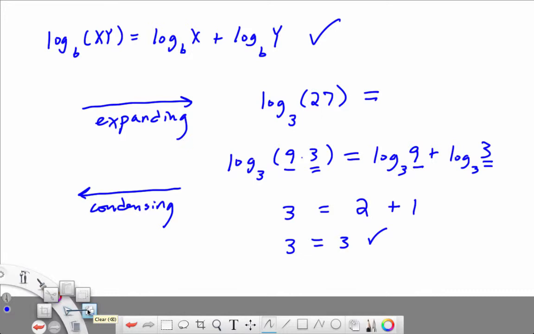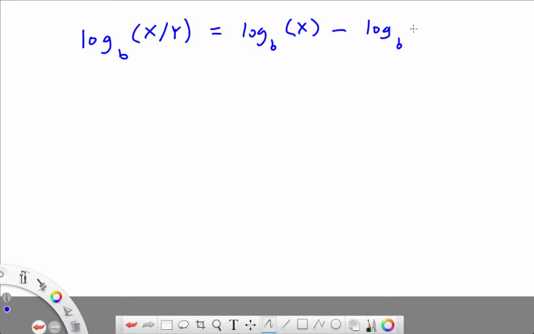And let me clear that and do another property. Log base b of x divided by y equals log base b of x minus log base b of y.